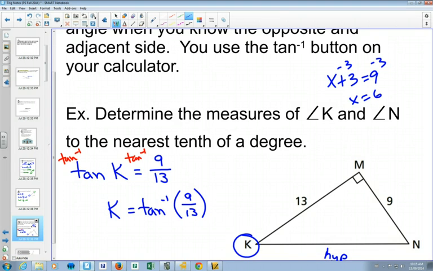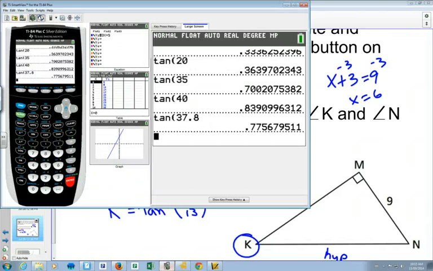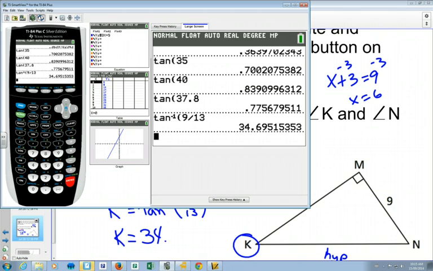So if we had a tool that allowed us to do the inverse or to undo something, we could get K all by itself. So when we go to our calculator, the tan inverse button is right above tan. You can go second, tan, and 9 divided by 13 tells us that K is equal to 34.7.